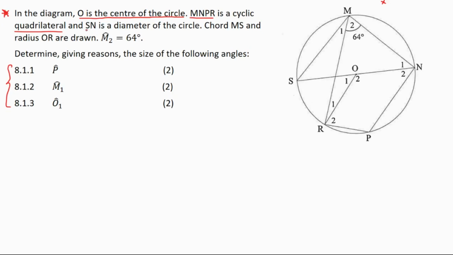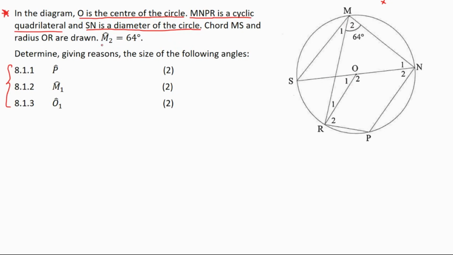SN is a diameter of the circle. That's another key point. Diameter of the circle subtends what? Subtends a 90-degree angle at the circumference. Remember that the angle subtended by the diameter at the circumference of the circle is 90 degrees. Okay, and then chord MS and radius OR are drawn. So we have chord MS and radius OR. I don't think we're getting enough information from those. Let's leave them for now.